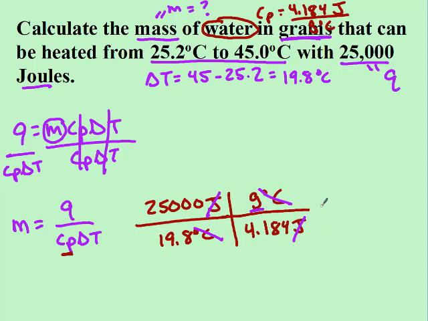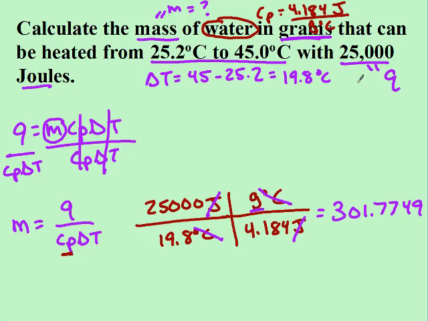If they wanted kilograms or centigrams or milligrams, I would just do one extra step to convert that. Remember, when plugging this in, I'm going to do 25,000 divided by 19.8 divided by 4.184. So make sure that you're plugging that in and that you're getting the correct answer that we have on the board. So the calculator gives you this along with some other numbers.